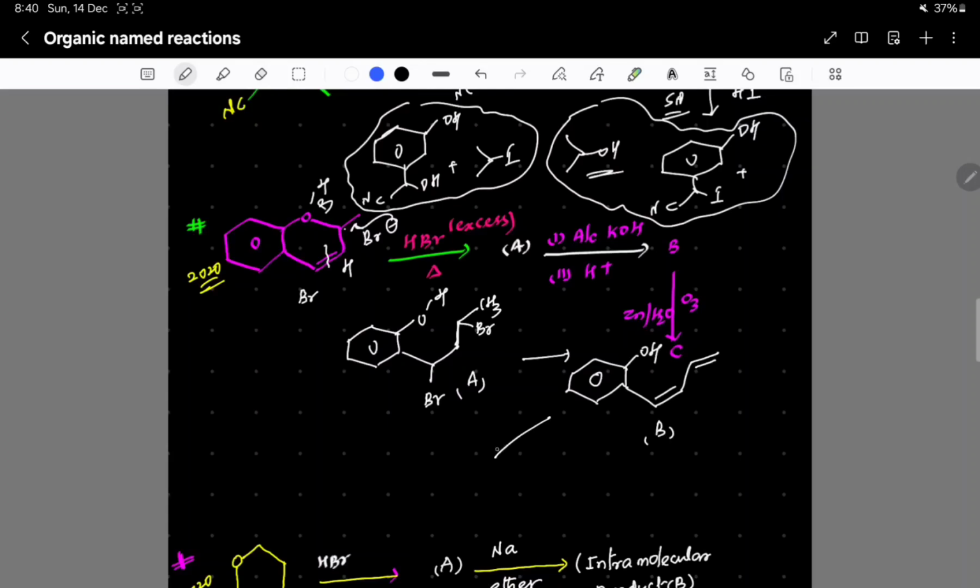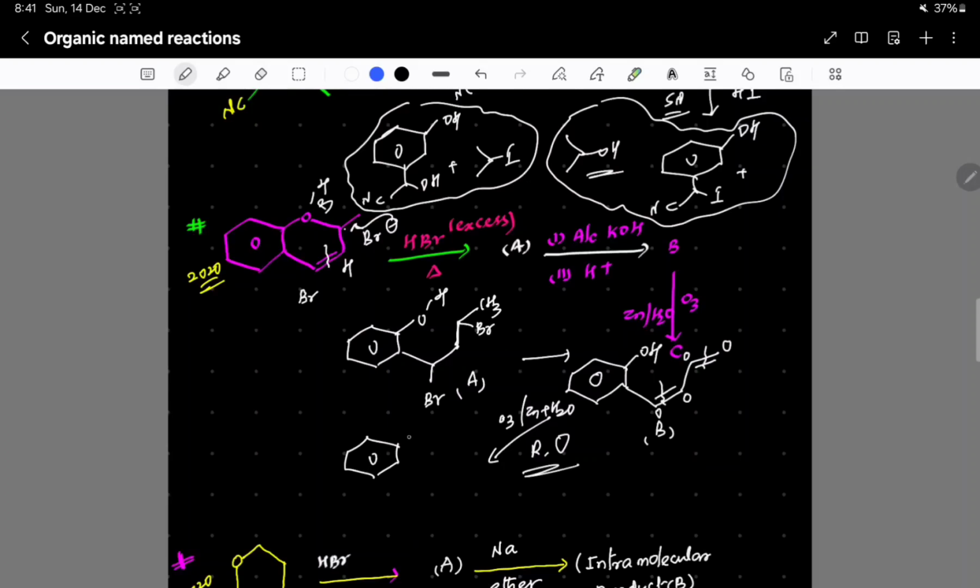Now this possible B is undergoing ozonolysis. This is reductive ozonolysis, right? This is not oxidative ozonolysis. Now this will leave, and this will add O. Now the bond breaks and adds O, right? Now the possible product here I will write.